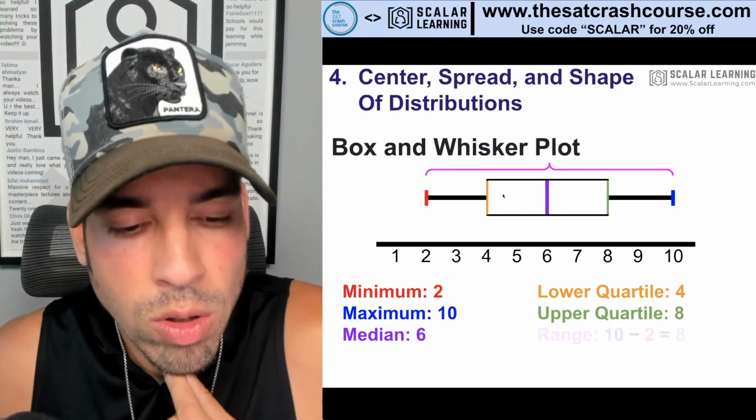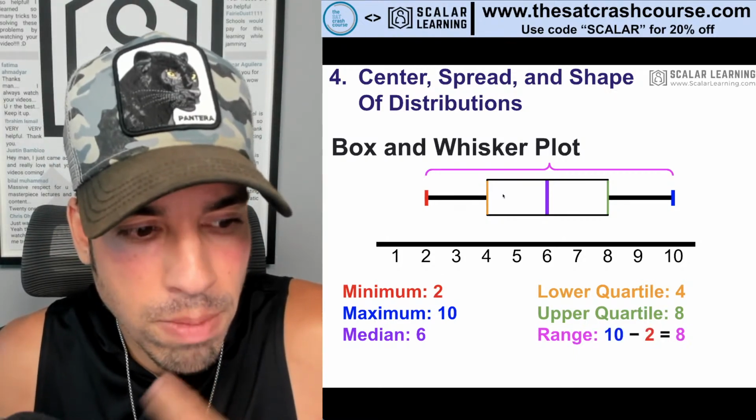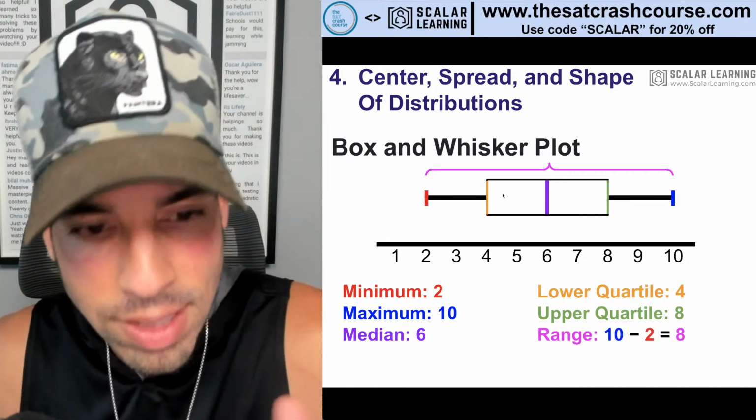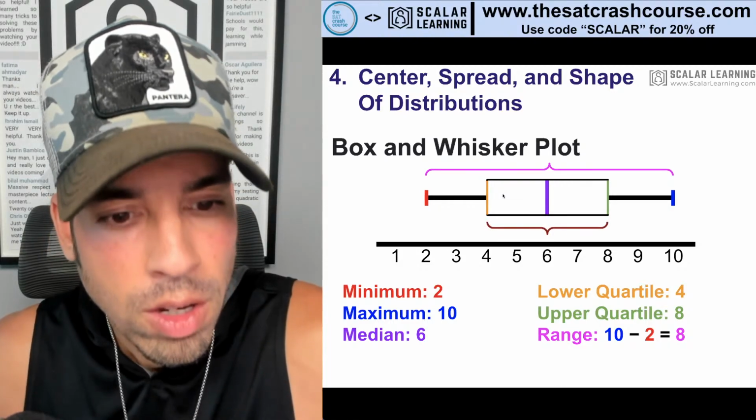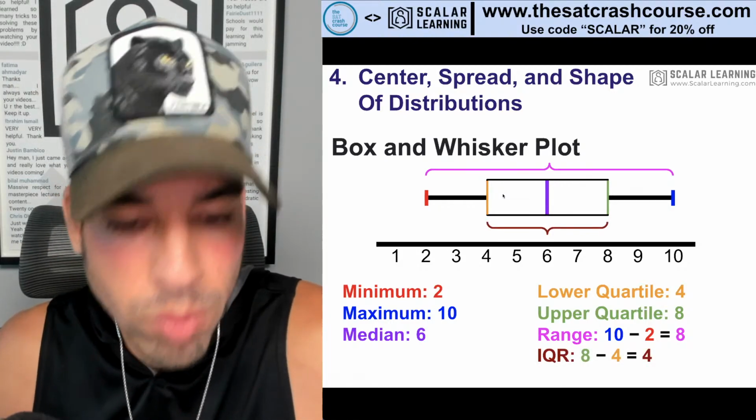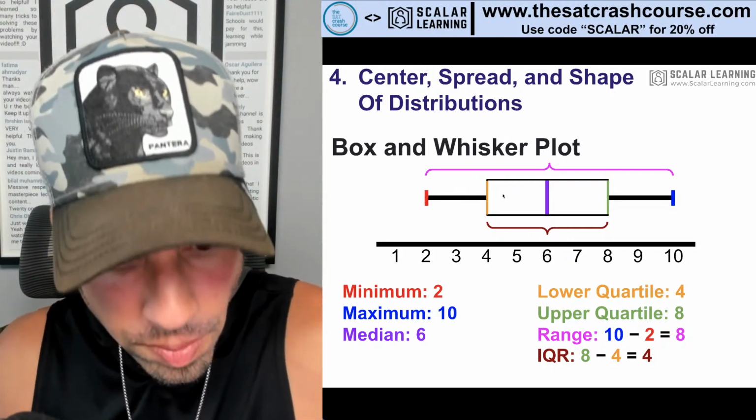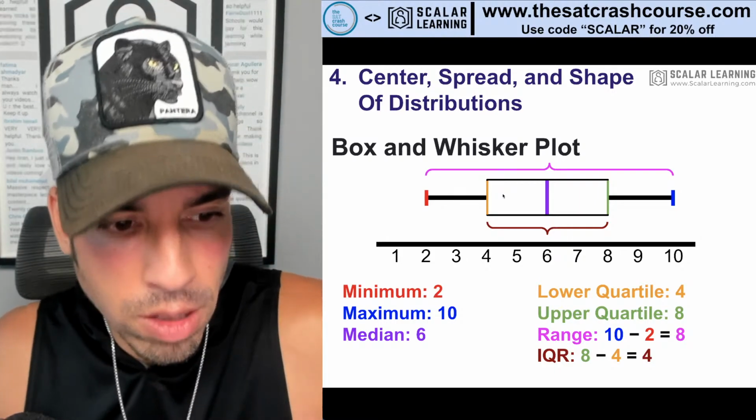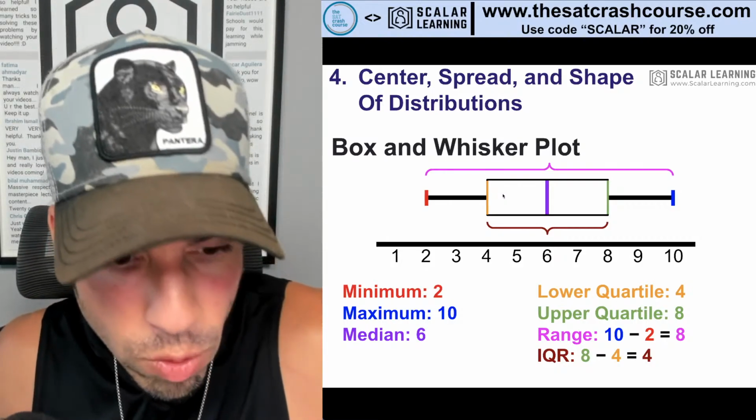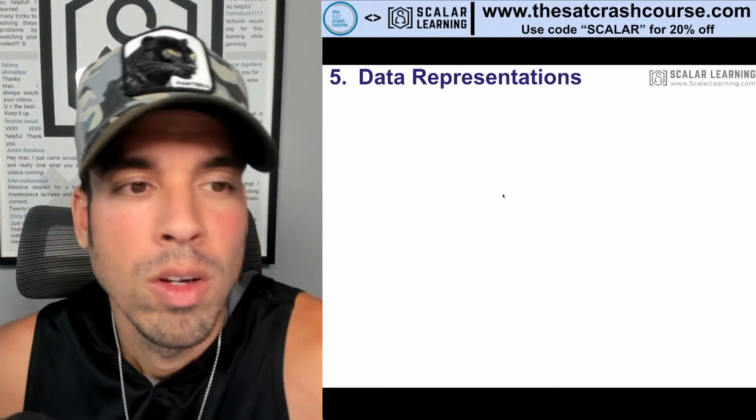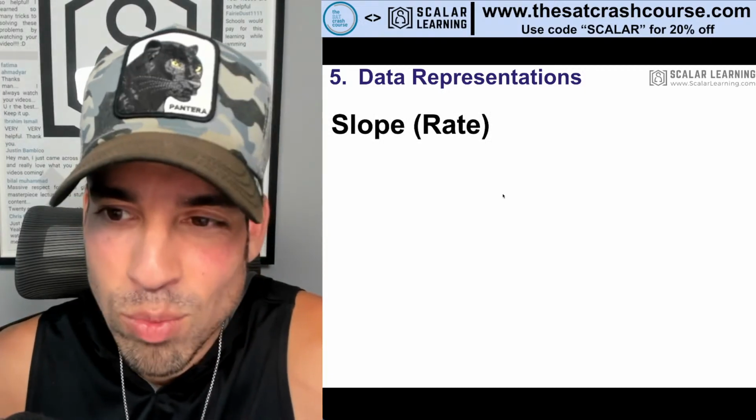We've got something called the range, which is the max minus the min, which is always the case, 10 minus 2, which is 8. And we've got the interquartile range. Again, not likely to be tested, but that is the upper quartile minus the lower quartile, 8 minus 4, which is 4, boom, done. Okay, now we move on to data representation.